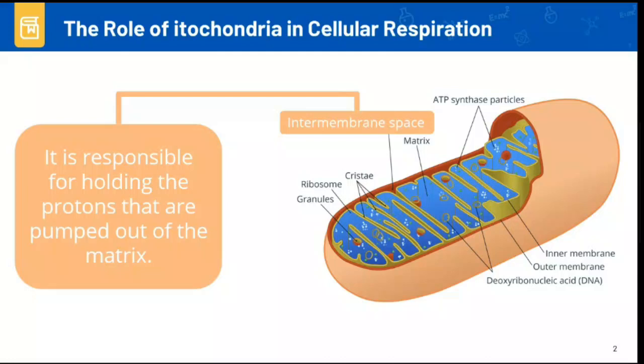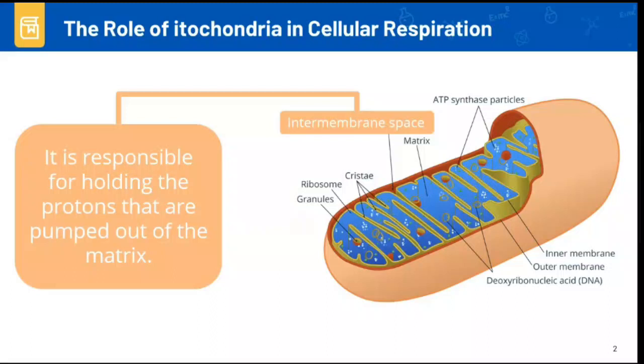So the structures of your mitochondria help it to efficiently function during your cellular respiration. So your mitochondria, as what I mentioned, has your outer membrane, inner membrane. The folds is what you call the cristae. And you also have your intermembrane space and your matrix. Now, the outer membrane and the inner membrane of the cell create an intermembrane space. So this intermembrane space is responsible for holding the protons that are pumped out of the matrix.